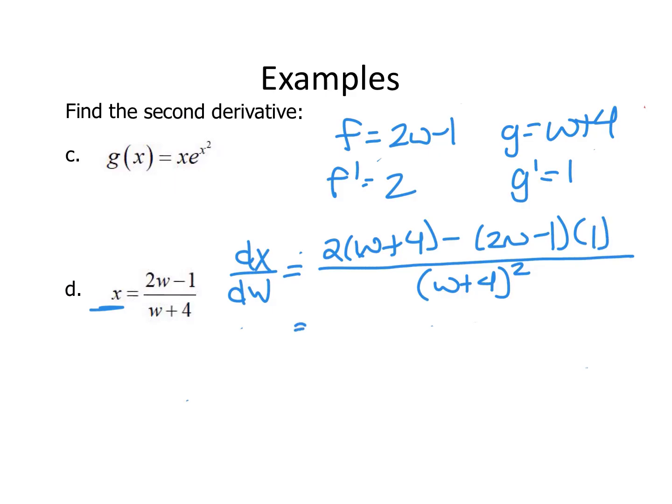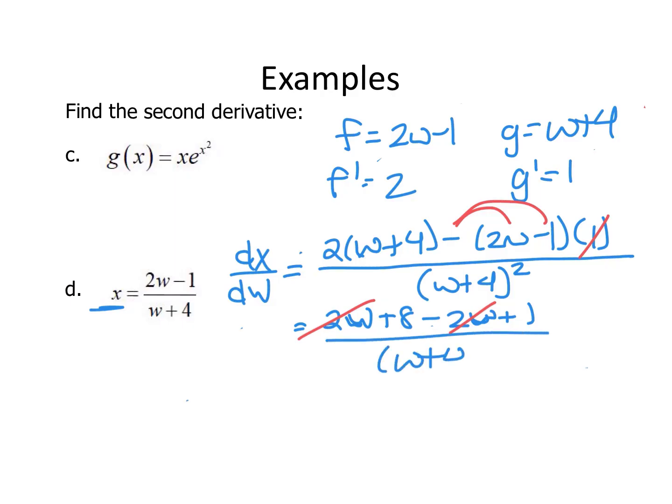Now remember, I have to take the derivative of this again, so it's going to be helpful if I simplify things a bit. This is going to give me 2w plus 8 minus 2w plus 1. So where did I get that? Well, this one really doesn't change anything. I need to distribute that minus sign there, and that's how I get that. Notice these two w's in this particular case cancel out, and then we don't want to forget our denominator. So we have w plus 4 squared. So this just gives us 9 over w plus 4 squared.